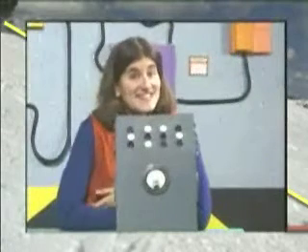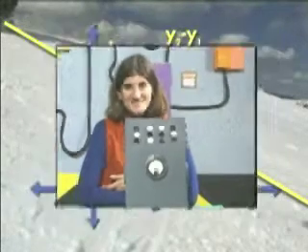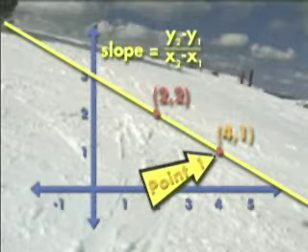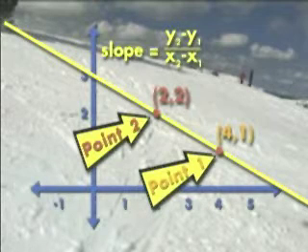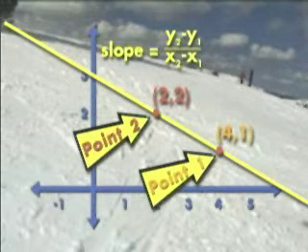At this point, you may be wondering, what if I picked the points in a different order? What if I made 2, 2 point 1, and 4, 1 point 2? I told you that it doesn't matter which point you make point 1 and which point you make point 2, as long as you keep things straight in the formula. But so you can be sure, let's switch things around and find the slope again. So, let's make this point point 1 and this point point 2. How will you use the information in the formula for slope?